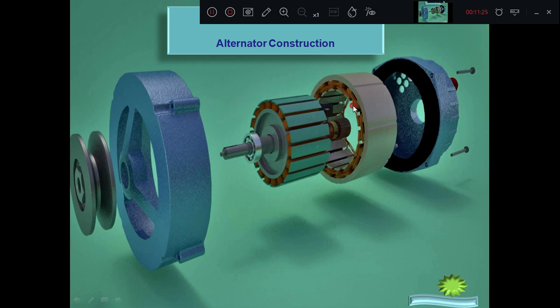You can see here, these are the stator windings. These are the armature conductors. There are three different windings: R winding, Y winding, and B winding. They are wound on the stator. Then there is a supporting yoke and all other things. The main parts of the alternator are the rotor, that is the field system, and the stator, that is the armature.